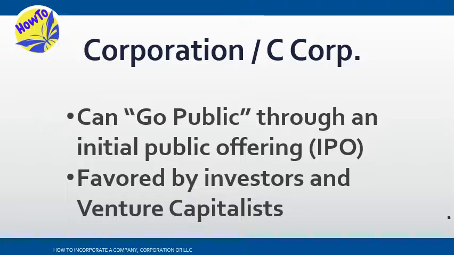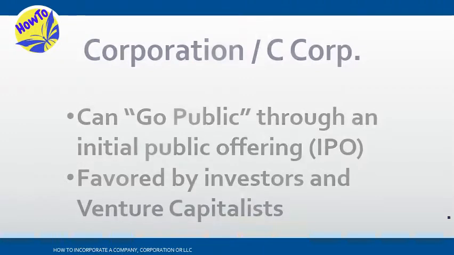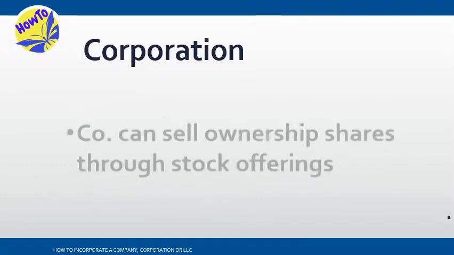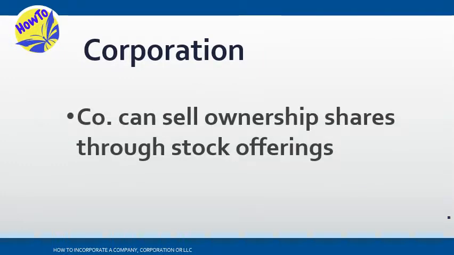One of the major advantages of a C corporation is that it can go public through an initial public offering. And that's why it is also favored by investors and venture capitalists. A company can sell ownership shares through stock offerings.